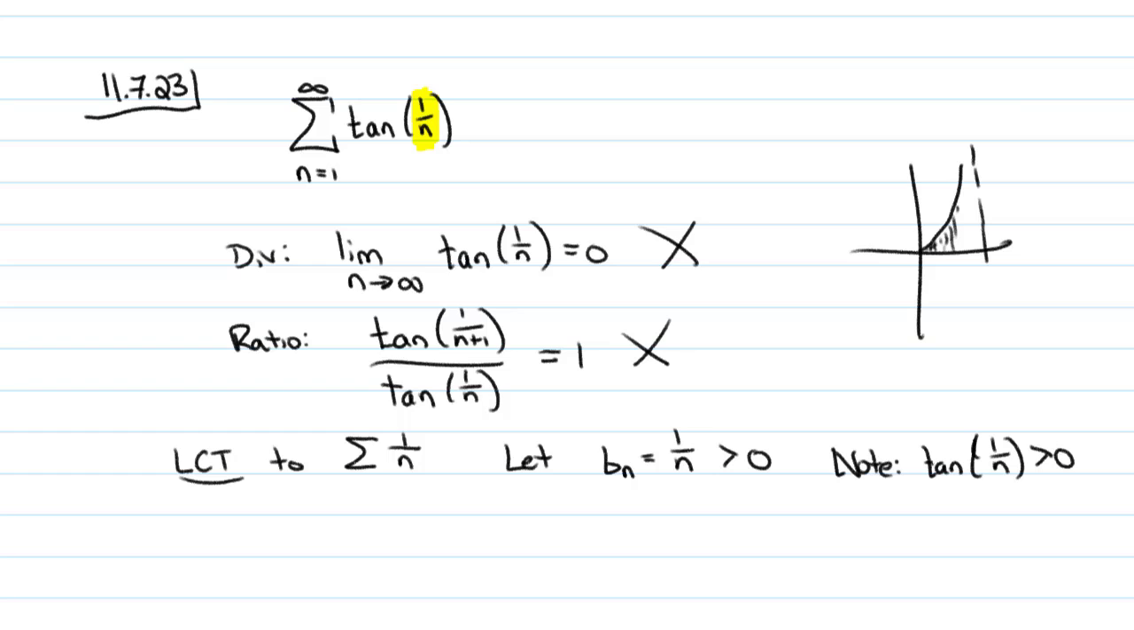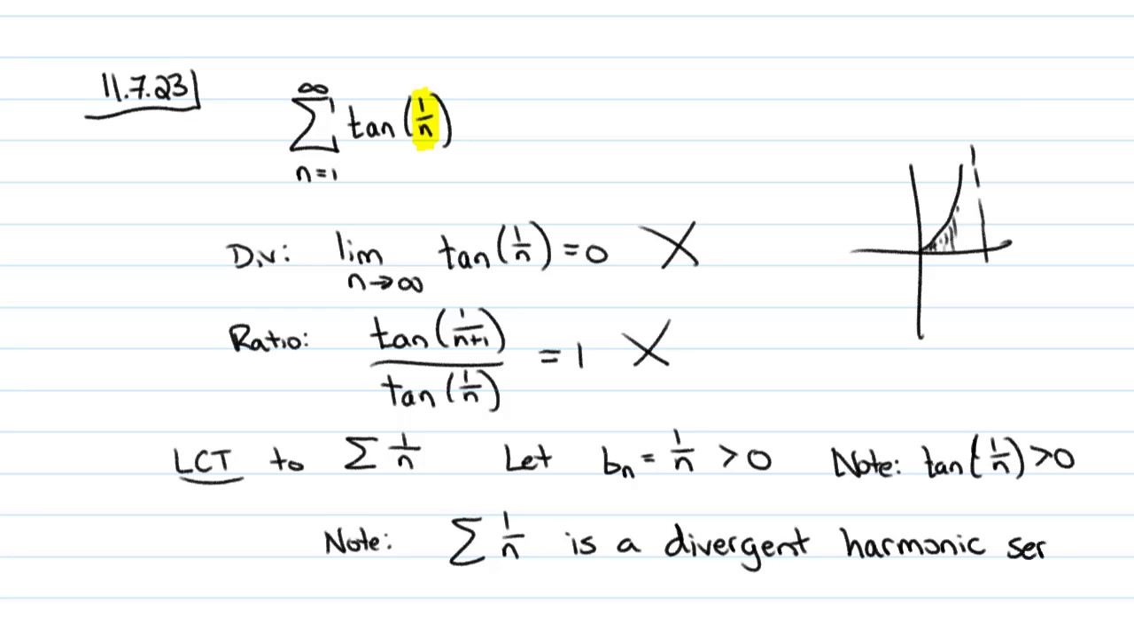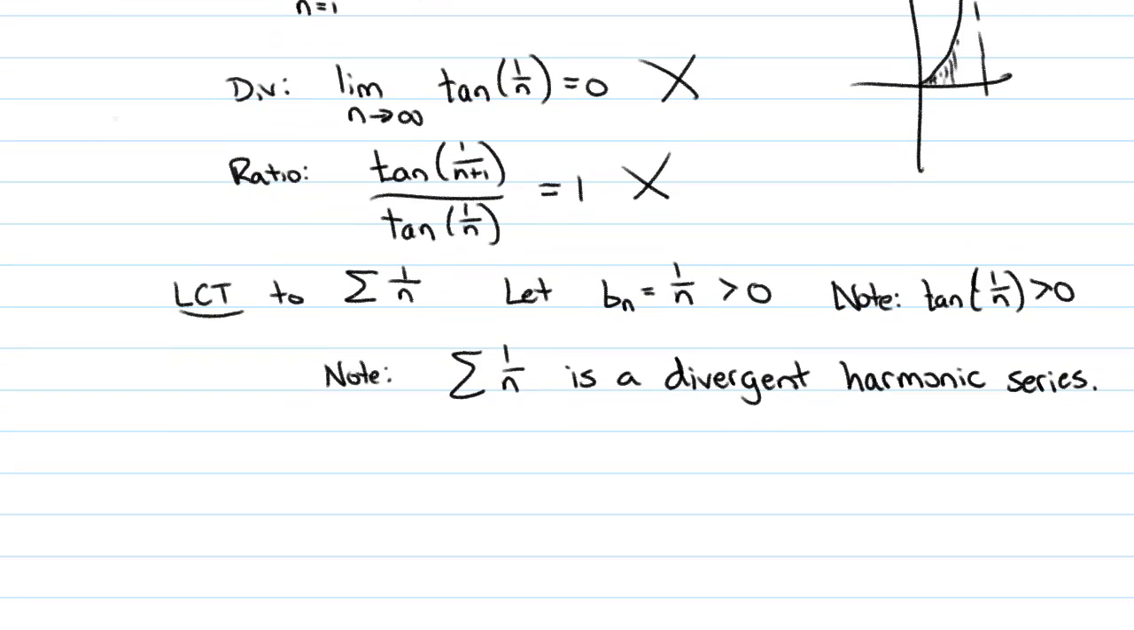So I'm going to compare. And by the way, note again, the summation 1 over n is a divergent harmonic series. I don't even need to say why, because that's just a very special series. We should always know that that diverges. It's a divergent harmonic series.